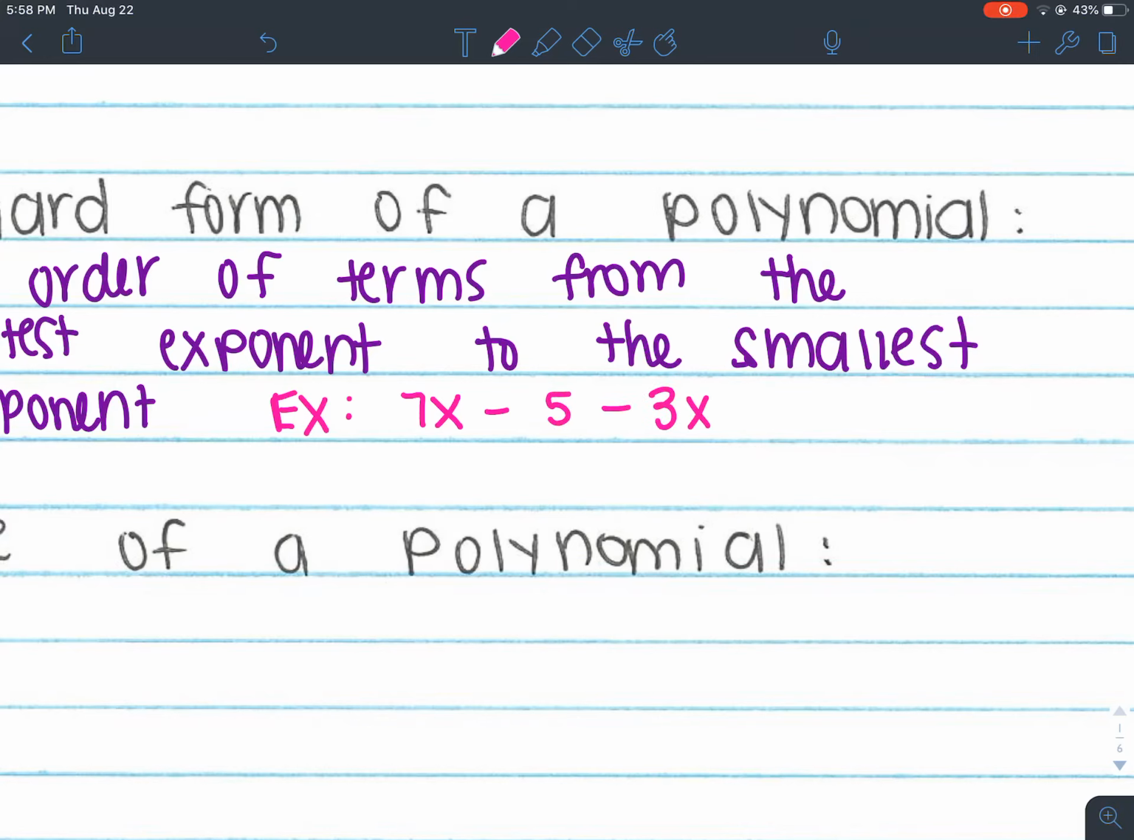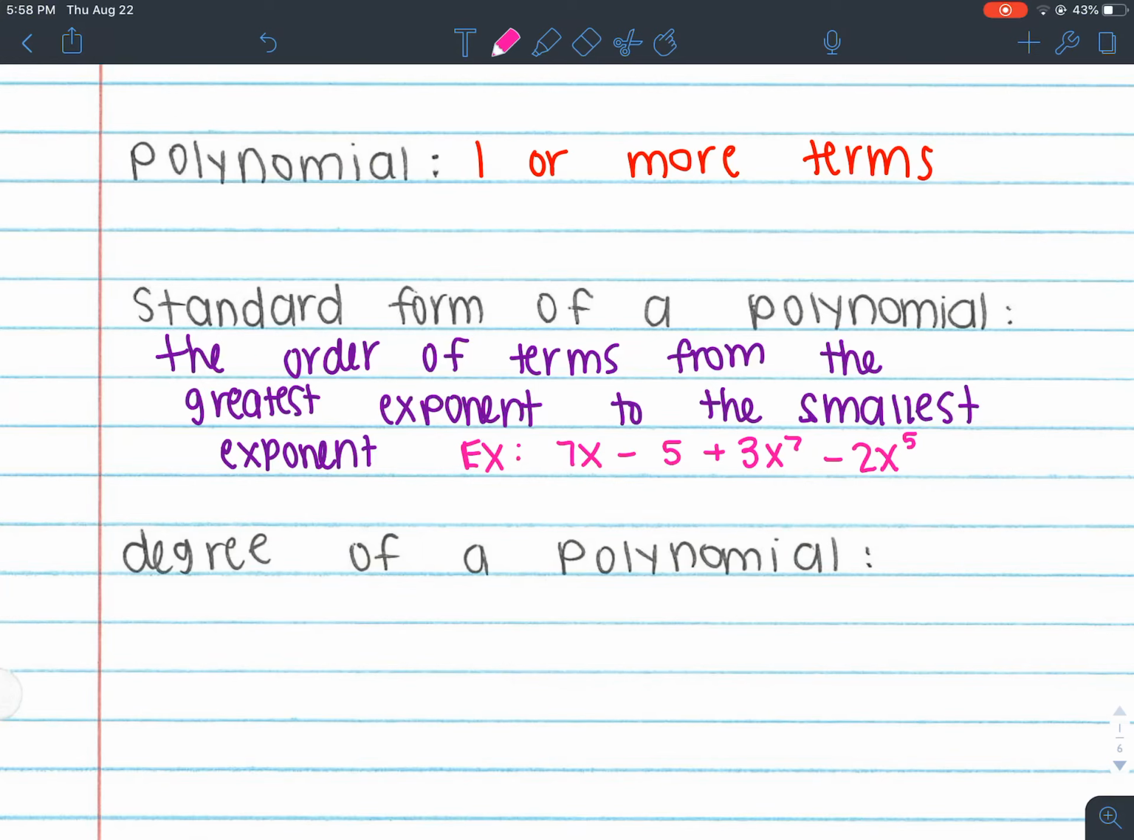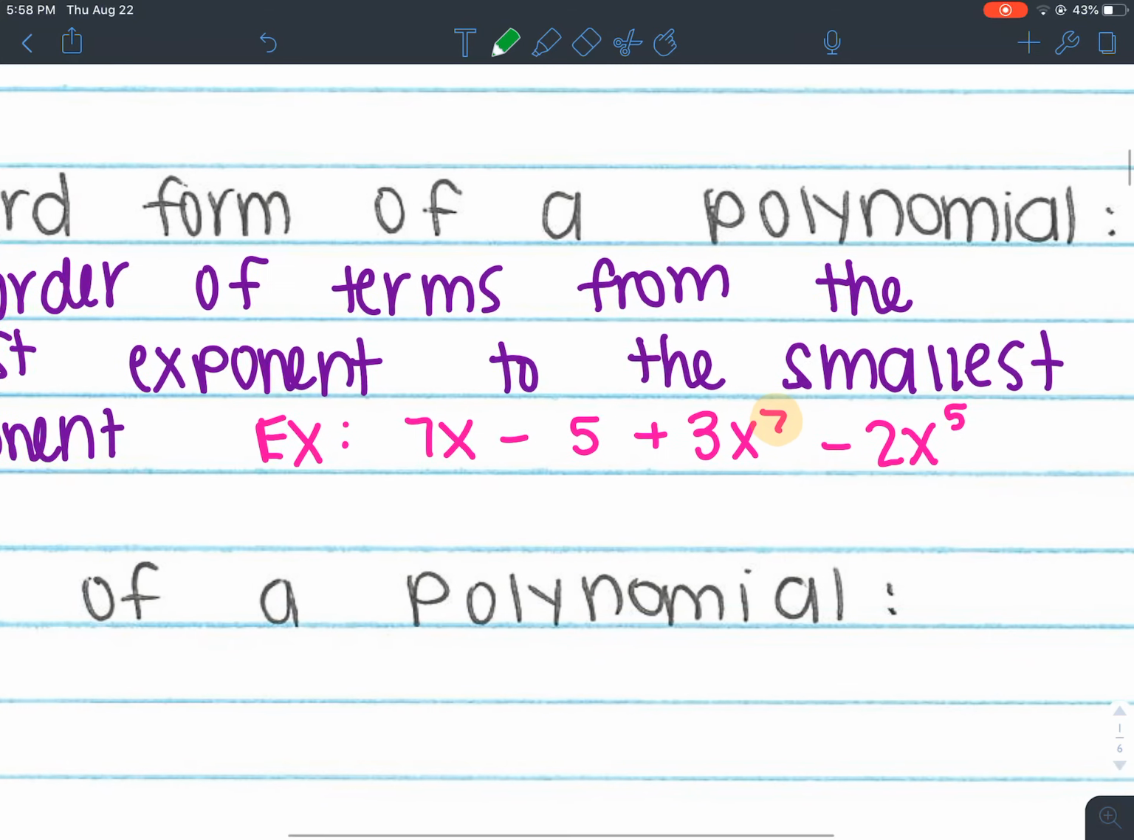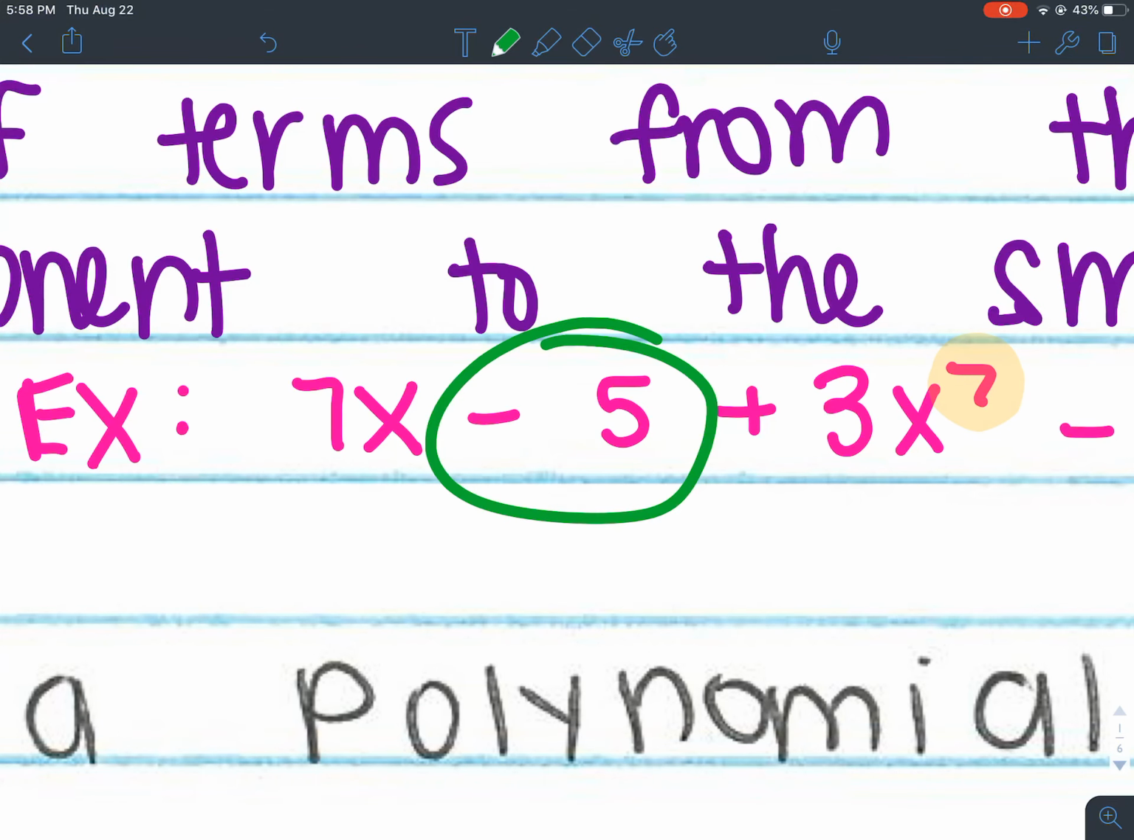All right, so I have an example here. I have 7x minus 5 plus 3x to the 7th minus 2x to the 5th. So this is my example. Now the standard form of a polynomial is the order of it from having the greatest exponent to the least exponent. So the greatest exponent here, which is our largest exponent, is going to be the 7 right here because it's the largest exponent. The exponent on the first term is technically 1. This one's 7 and this one's 5. And if you're wondering what the exponent is for this term, it's actually technically x to the 0 because there isn't an x.